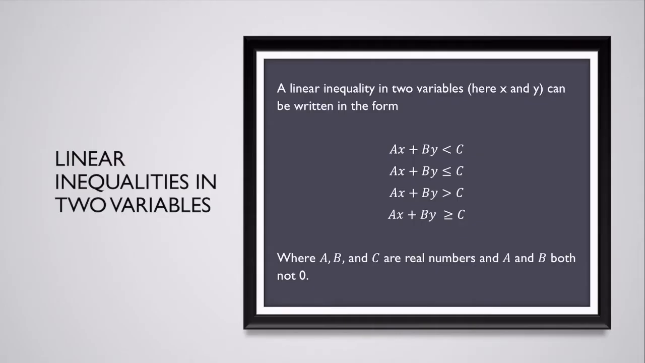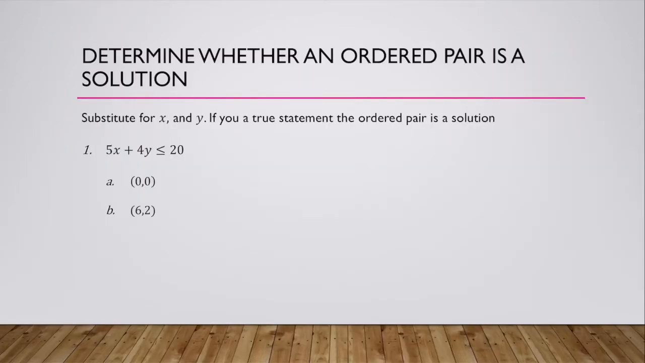So here are the four different types of linear inequalities. We've got our four different symbols. In order to determine whether an ordered pair is a solution, we're going to use substitution. So let's look at 5x plus 4y is less than or equal to 20.